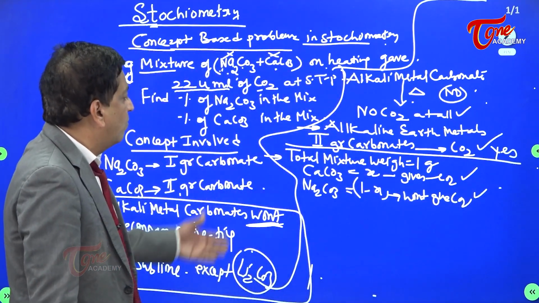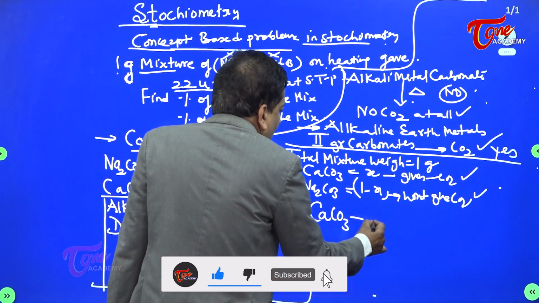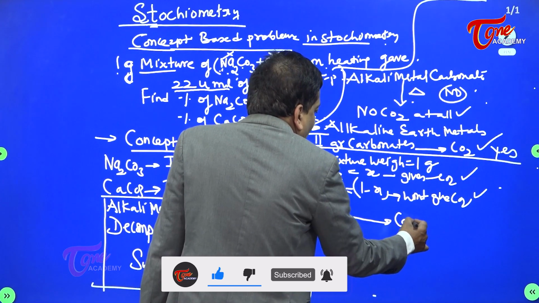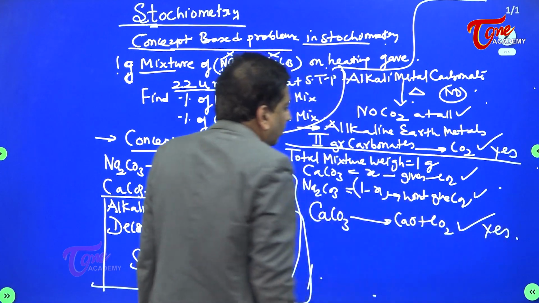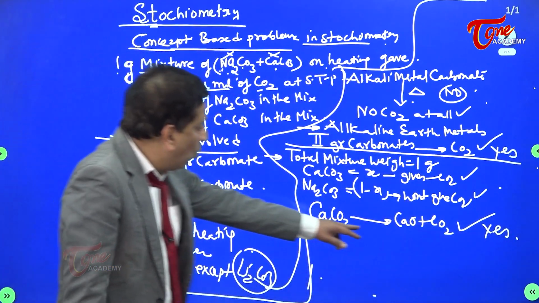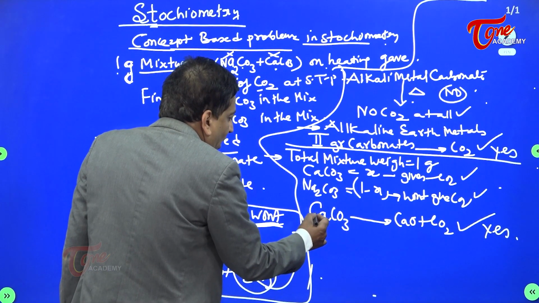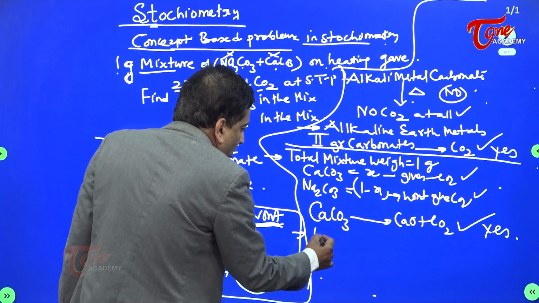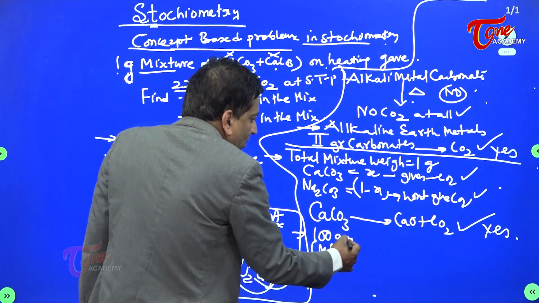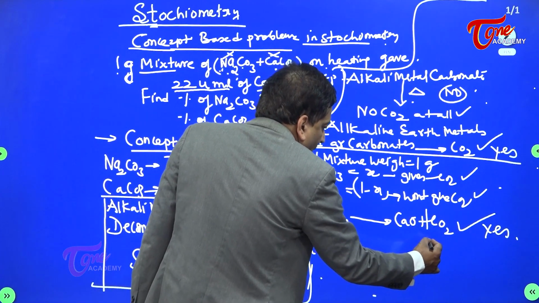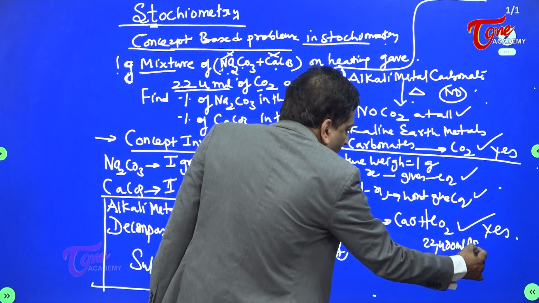I prefer writing the equation for CaCO3. So the CaCO3 is now giving CaO plus CO2. And he has given the volume of carbon dioxide. So if you see, 1 molecular weight of this comes to 100 grams. This is giving you 1 mole. 1 mole of carbon dioxide will occupy 22,400 milliliters at STP.